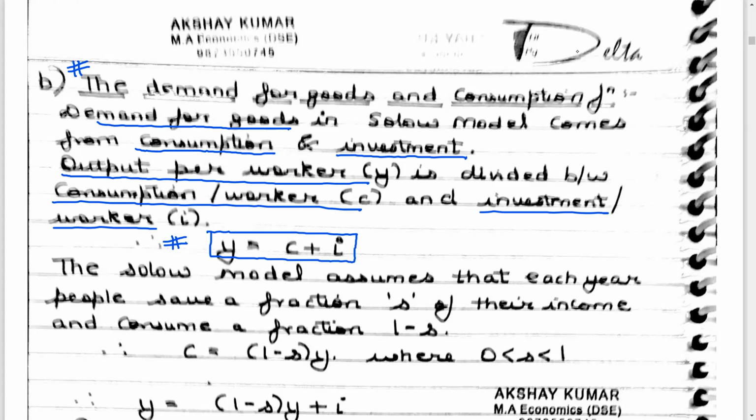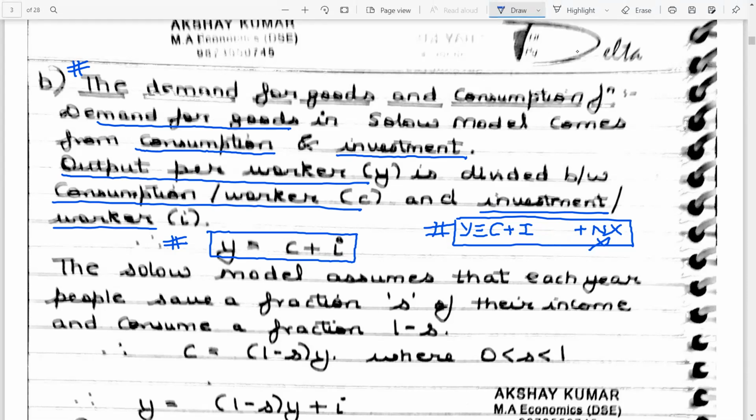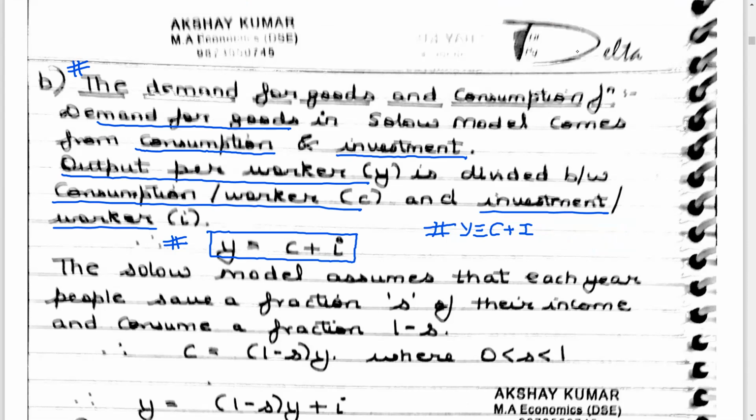Anyway, students, you have attended our lectures on introductory macroeconomics. You know, in general, demand comes from consumption, investment, government expenditure, and net exports. All of you are familiar with this macroeconomic identity, which we have done in the introductory macroeconomics course: Y is equal to C plus I plus G plus NX. But in the Solow economy, we assume that there is no government and there are no net exports. In the Solow economy, Y is only equal to C plus I.